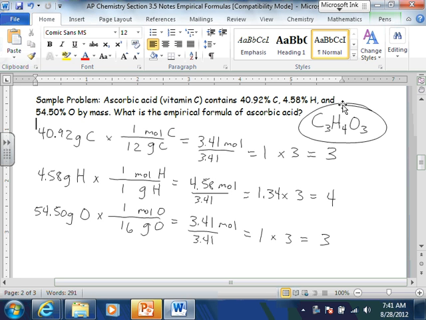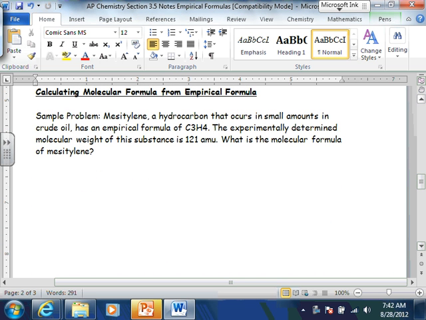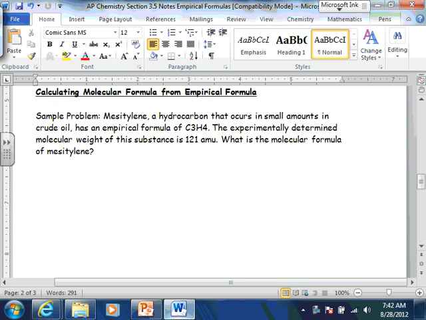Now let's say that we're wanting to calculate a molecular formula from the empirical formula. We've got a sample problem here. It has an empirical formula C3H4. The experimentally determined molecular weight of this substance is 121 AMU, which, if you remember, is also 121 grams per mole, okay? The two units are kind of interchangeable with the numbers. And they want to know what the molecular formula is.